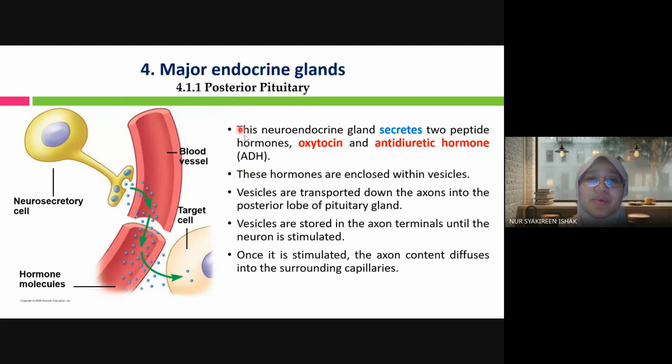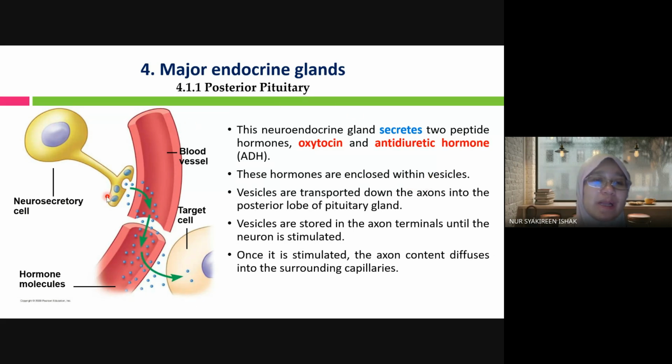Okay, posterior pituitary, this is neuroendocrine, bahagian belakang kan. So it is made up of neurosecretory cells. So this is neuroendocrine. Okay, and highlight ni, the posterior only secretes, it does not produce its own hormone. So the hormone is produced by the hypothalamus. Okay, it secretes two peptide hormones, which are oxytocin and also antidiuretic hormone, ADH. So these hormones are enclosed within vessels.